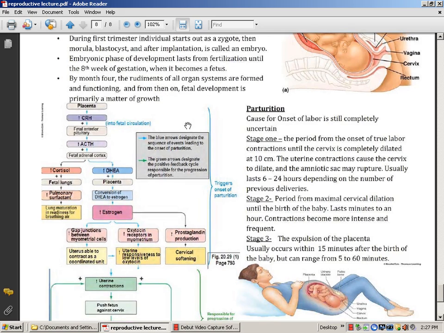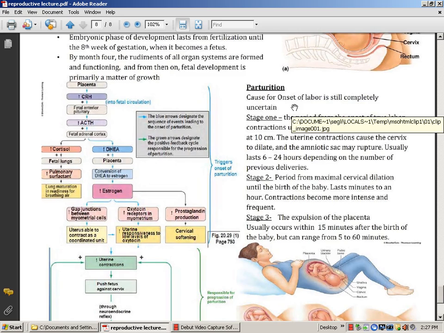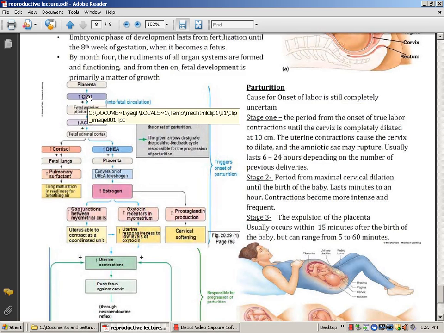And then at week 40, after the first day of the last period, is parturition. This is when mom and baby part ways. There's still a lot of mystery in what happens, but the placenta is going to start releasing something called CRH, which looks just like mom's CRH, which came from the hypothalamus. This is called corticotropin-releasing hormone.